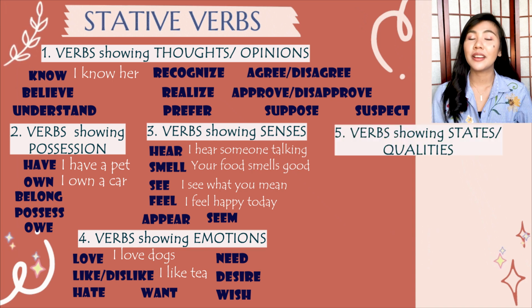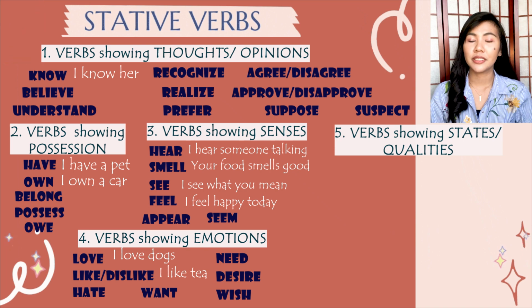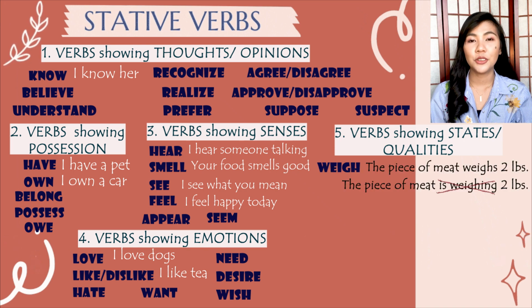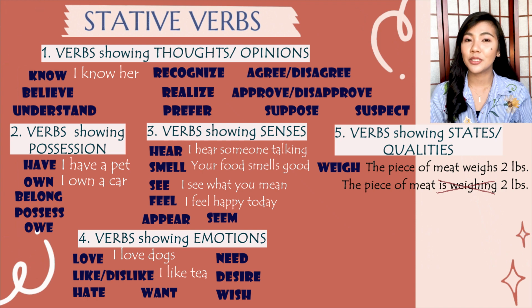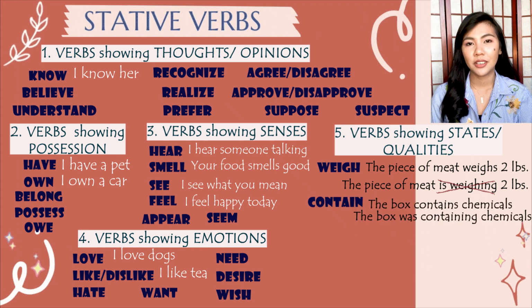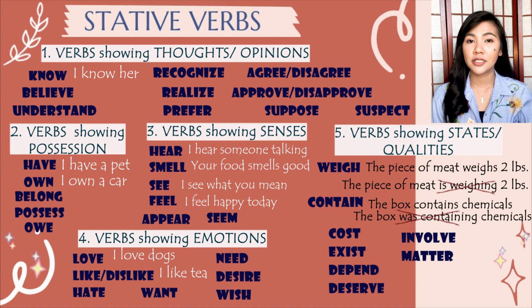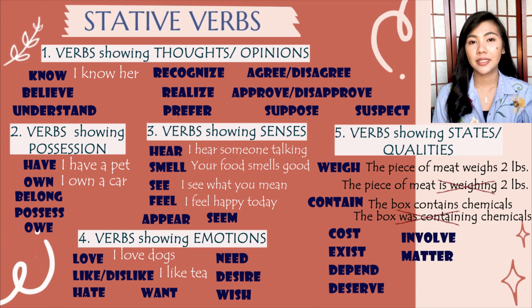And number 5, verbs showing states or qualities. For example, the verb weigh. You can say, the piece of meat weighs 2 pounds. You cannot say, the piece of meat is weighing 2 pounds. Same with the verb contain. You can say, the box contains chemicals. You cannot say, the box was containing chemicals. Other verbs are cause, exist, depend, deserve, involve, and matter.